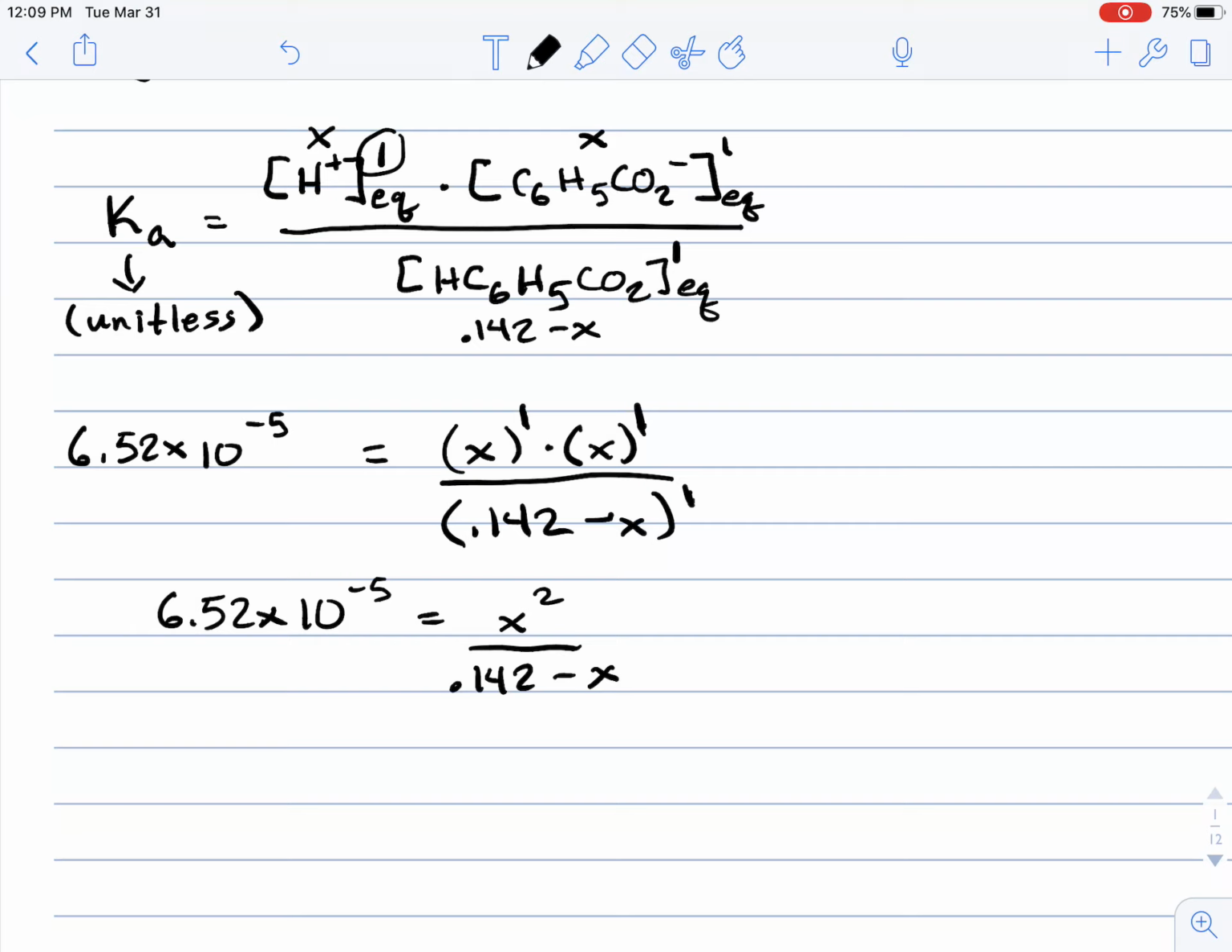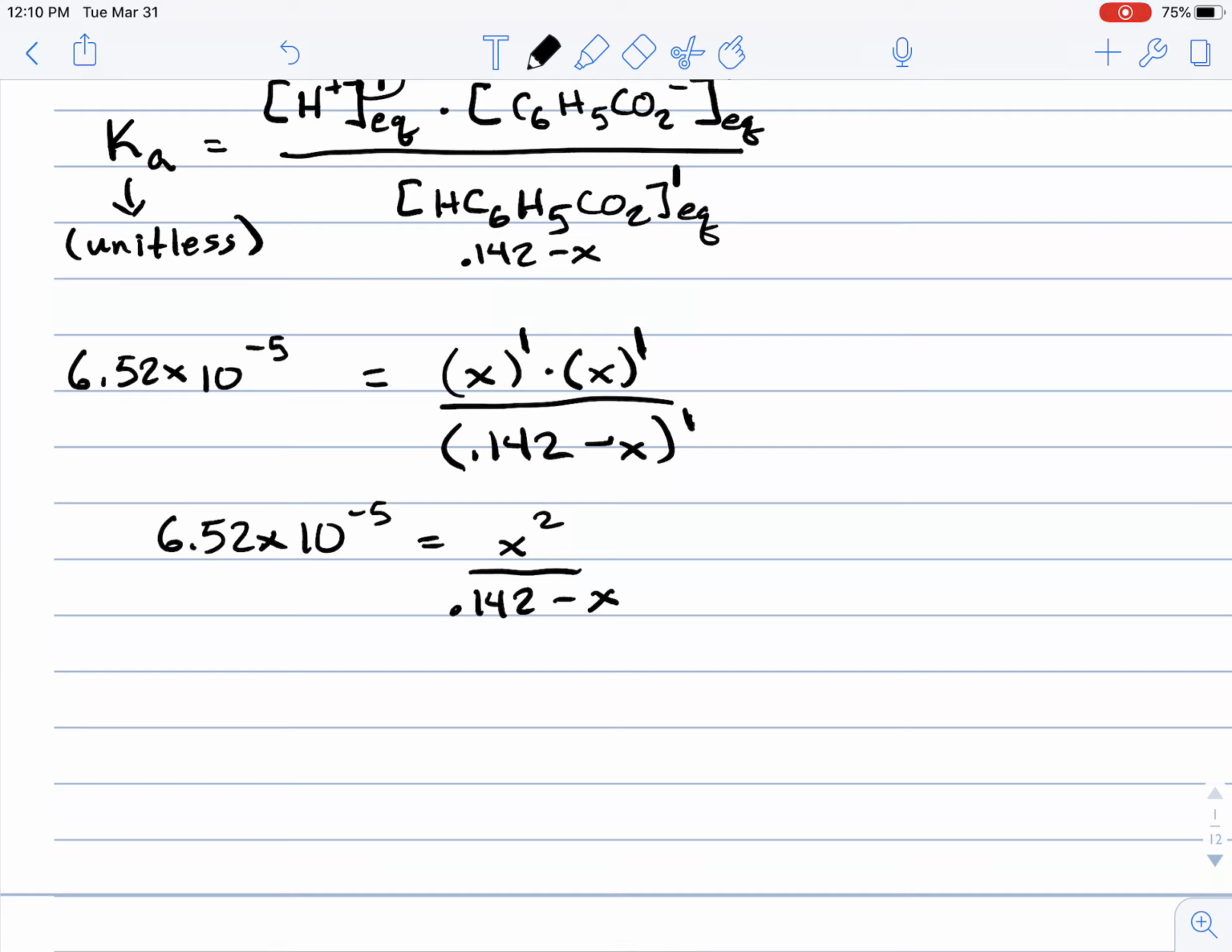Ka is a ratio of the rate of the forward and the rate of the reverse, and so the units for rate will cancel. All right. Looking at what we have down here, if we perform algebra on it, we are going to get a quadratic equation, and a quadratic equation forces us to use the quadratic formula.